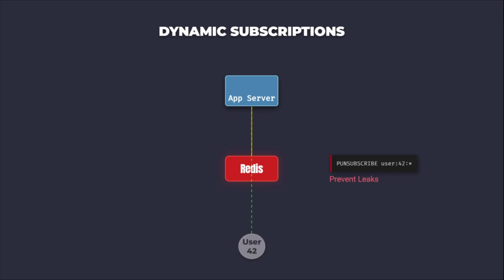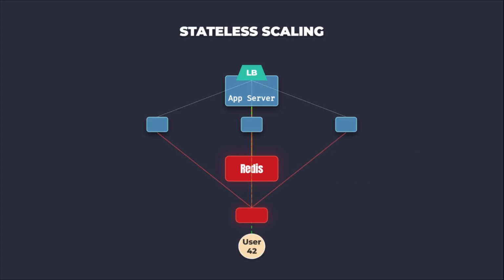When a client disconnects, the server must immediately execute the punsubscribe command for all specific channels associated with that session to prevent resource leaks and unnecessary message processing. Maintaining this dynamic subscription state ensures that messages are only processed by the servers that actually hold the relevant client connections. The Redis backplane fundamentally eliminates the requirement for sticky sessions at the load balancer level. Since every application server subscribes to the necessary channels, any server can handle any client connection. The load balancer can employ simple round-robin or least connection algorithms, distributing traffic evenly.